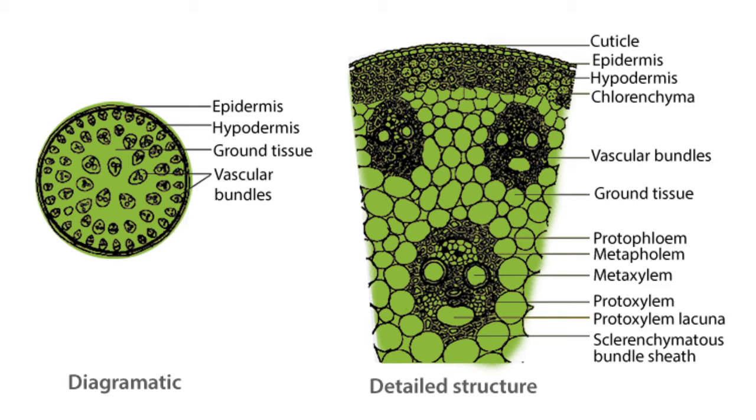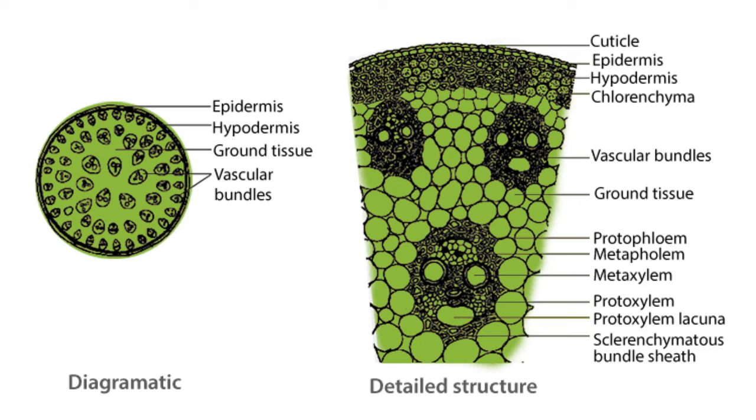And when we go to each vascular bundle, you can see here there are two xylem tissues. This is the metaxylem and this is the protoxylem. Here you can see a cavity called the protoxylem lacuna, meaning some of the protoxylem cells are broken down to form a cavity-like structure. This is also a characteristic feature of the monocot stem, the presence of protoxylem lacuna.